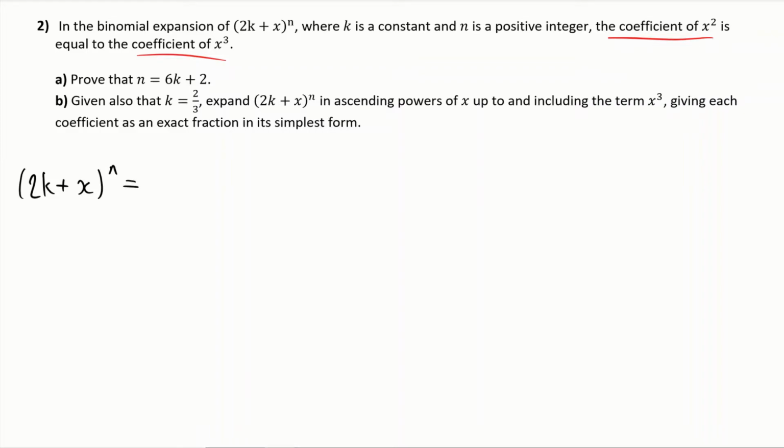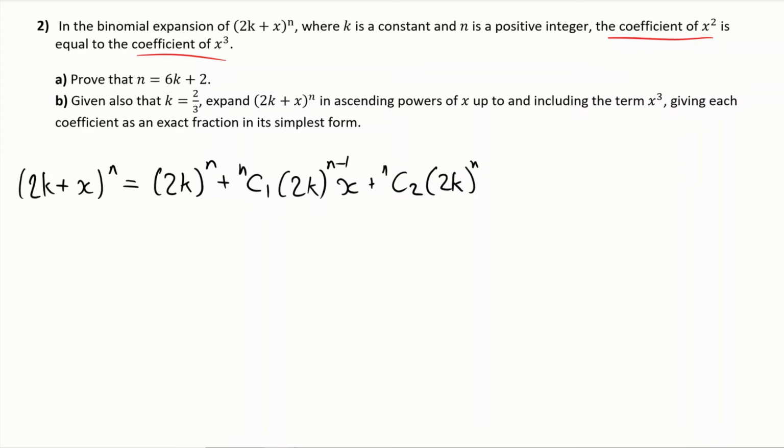(2k + x)^n, when we expand this, it becomes (2k)^n plus nC1 times (2k)^(n-1) times x plus nC2 times (2k)^(n-2) times x squared plus nC3 times (2k)^(n-3) times x cubed. Now, since only the term x cubed is mentioned, I'm only going to expand it up to that point. I don't think we have to go further than that.